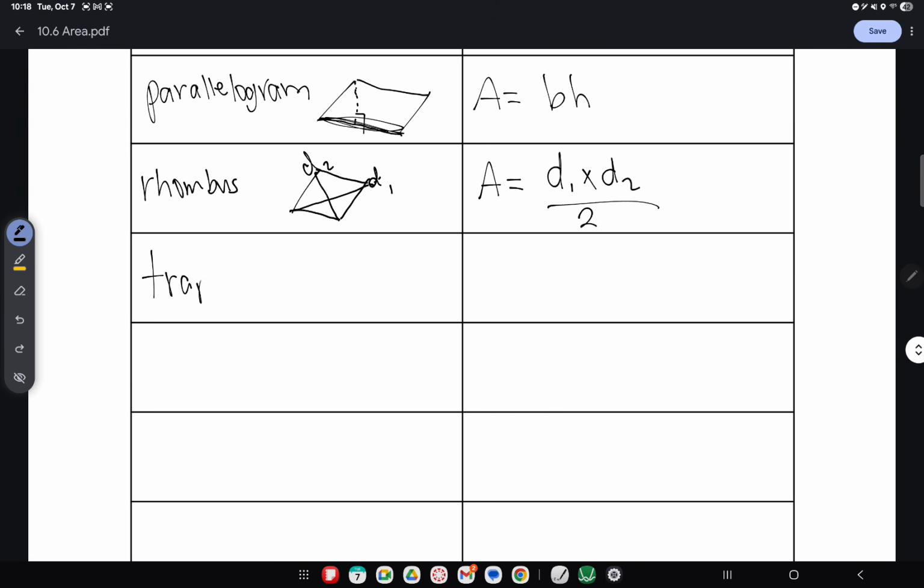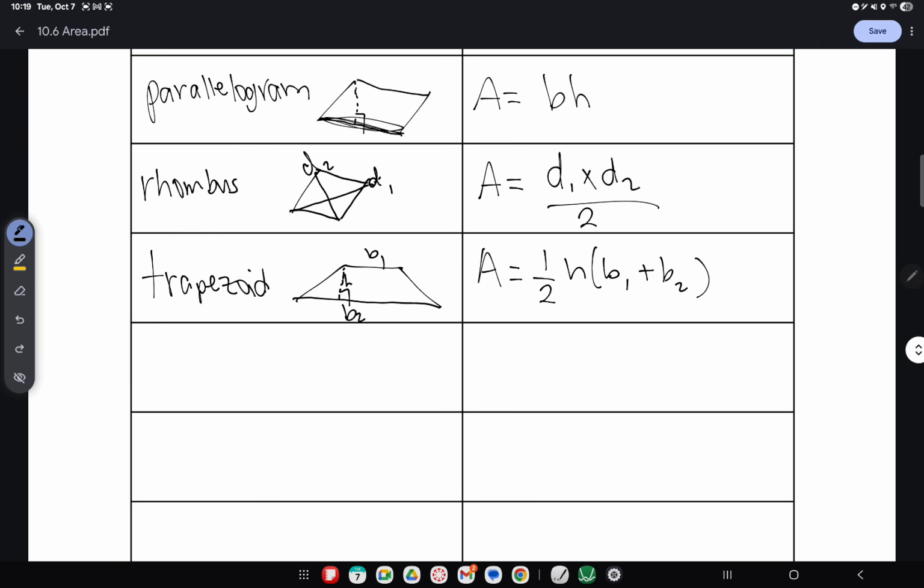Now we can do a trapezoid. Draw it a little different. All right, the area of a trapezoid is 1/2 the height times base 1 plus base 2. So in this little picture here, this could be base 1, this could be base 2, and then we would have a height.